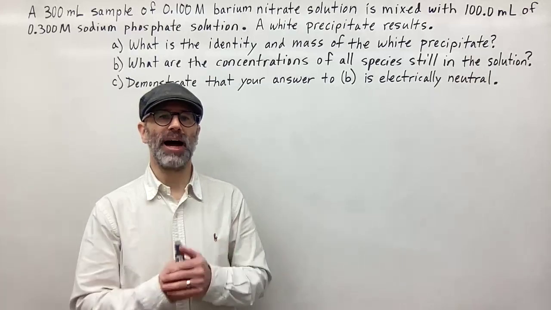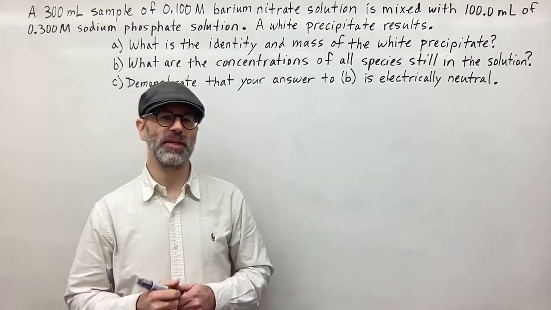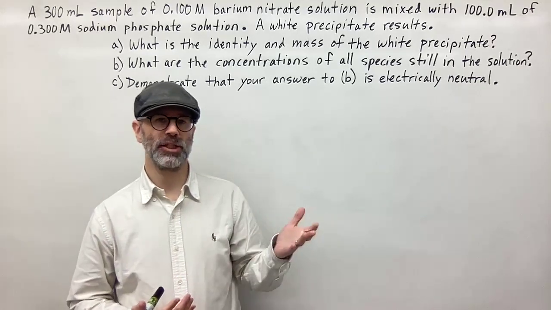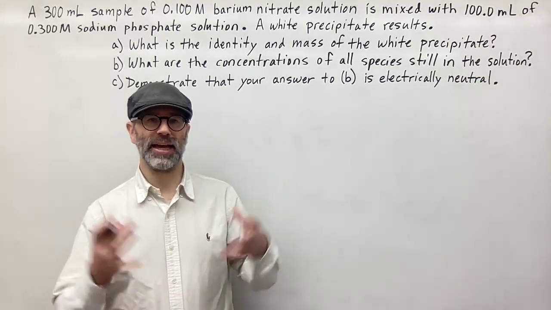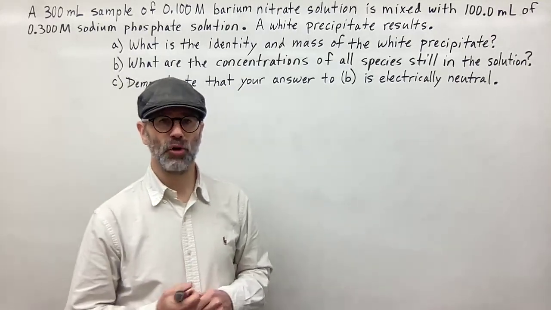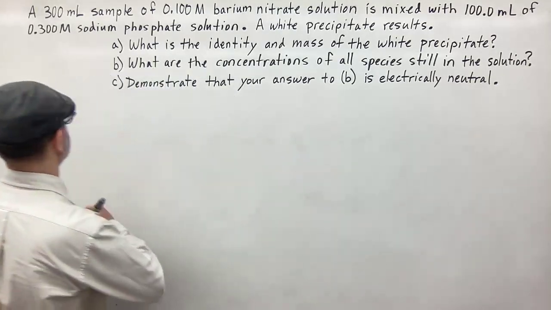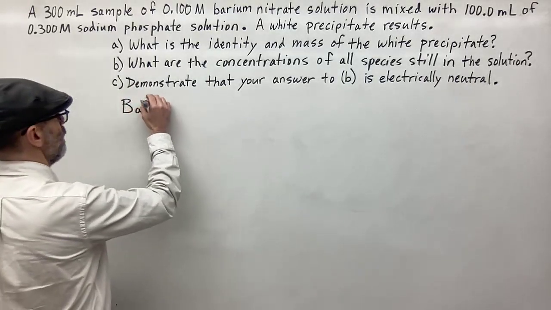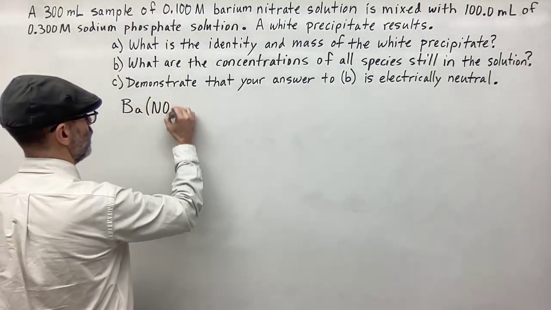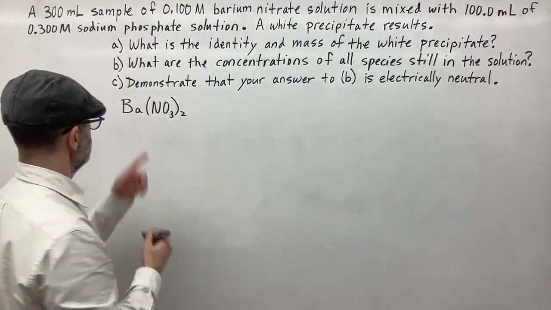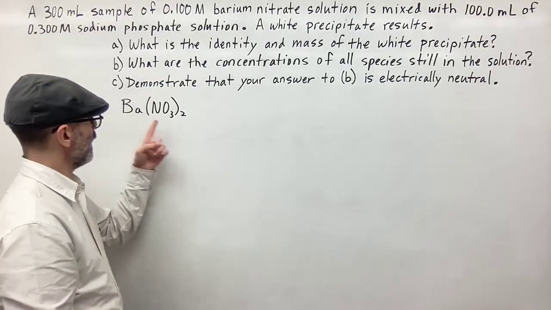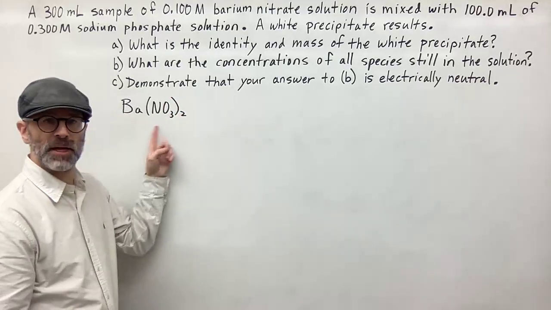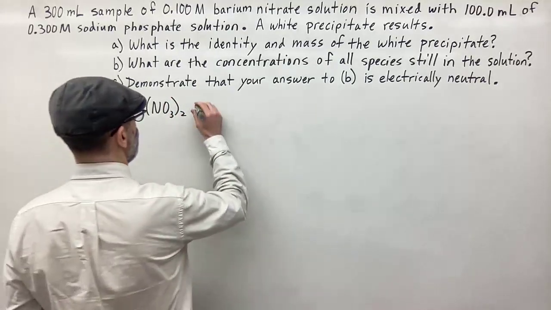To find the identity and mass of the white precipitate, we need to first have a balanced equation. So we're going to have to take the barium nitrate and the sodium phosphate and write out a balanced equation for that. So we have barium nitrate. The formula is going to be Ba(NO3)2 because barium has a 2+ charge and your nitrate ion has a 1- charge, so you need two of these to balance the charge. So that's the formula for barium nitrate.